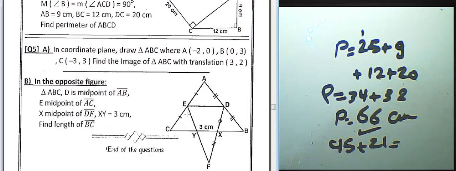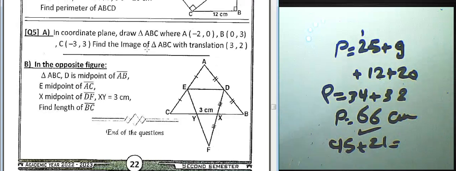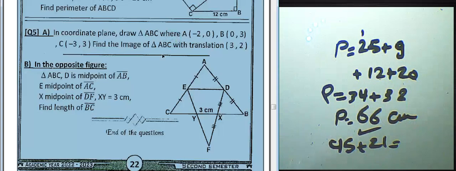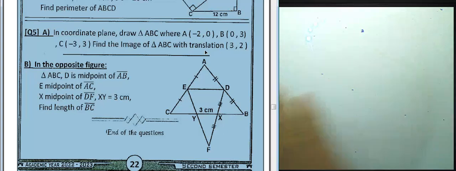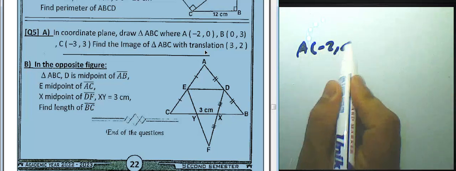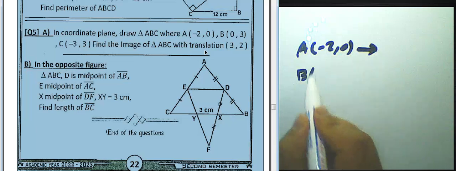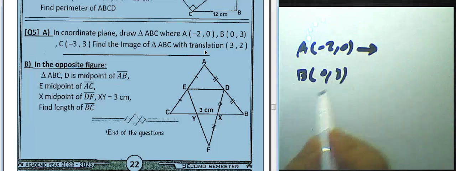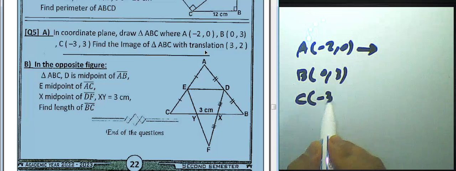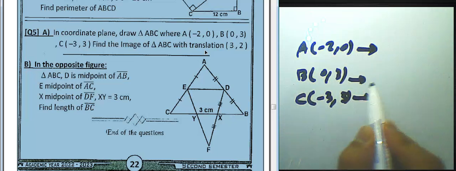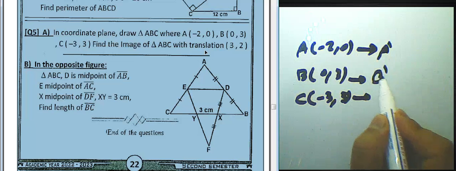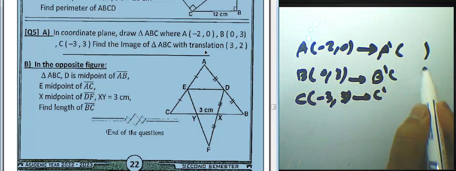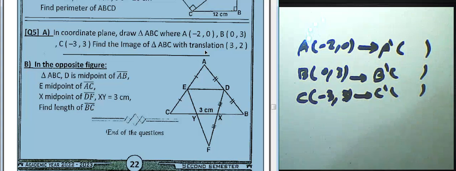Okay. Question number 5. In the coordinate plane, draw a triangle. You can draw in the coordinates, very easy for you, my students. And then you can find the translation by using the rule. Okay. Translation means adding first by first and second by second by using the rule. We have A, it will be negative 2 and 0, and B 0 and C, and C here negative 3 and 3. We can find A dash, B dash, C dash by using the rule 3 and 2.